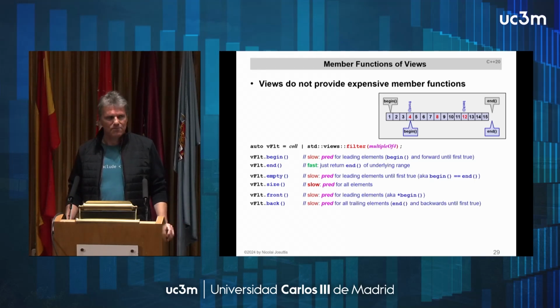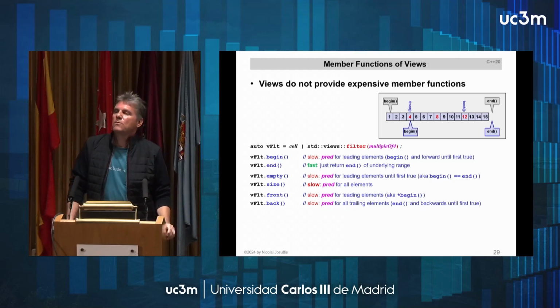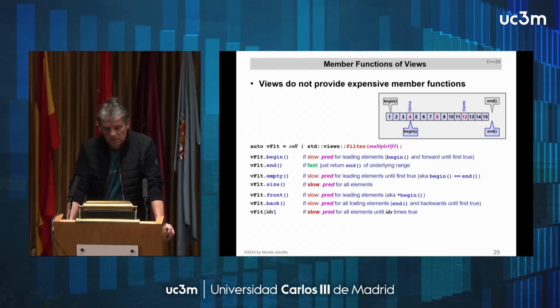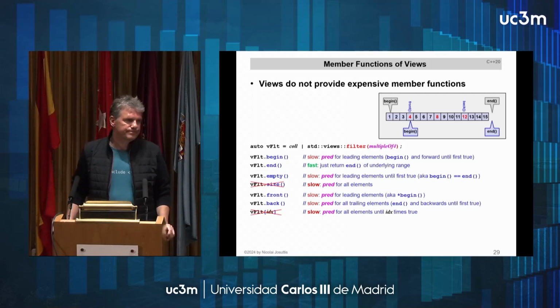Similar, if we can come from the end at least. So we can say, let's go to the end and iterate backwards. If that is not possible, it gets more interesting. So we might have to iterate over the whole thing and then cache somehow back the last element. Index operator, also expensive. It's because we have to find the third element that matches if the index is 2. Slow.